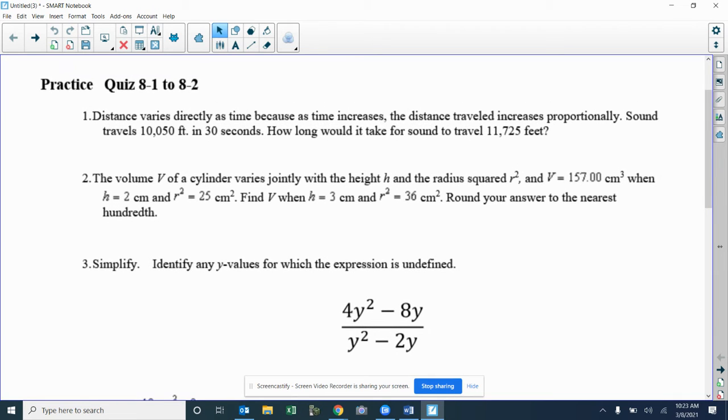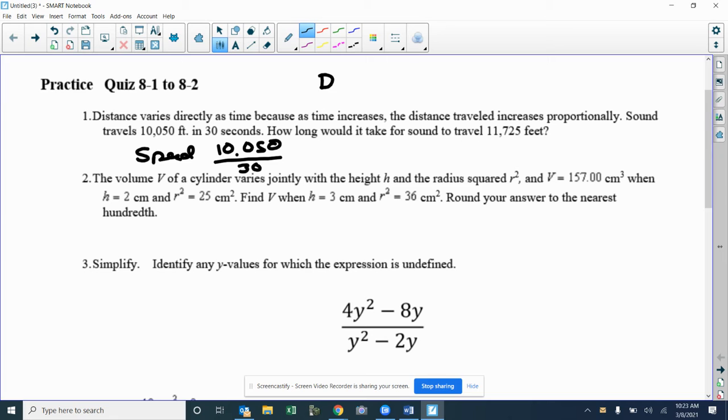So to get the speed, you're basically going to take 10,500 and divide it by 30, right? That would be speed per second, wouldn't it? Okay? And then once you get that, then you're going to figure out how long it would take. So that is 335. That would be your K.